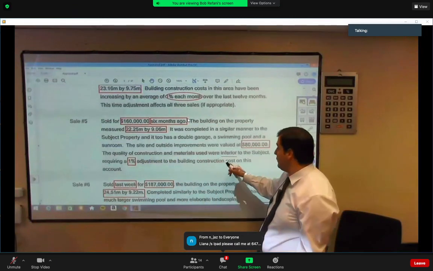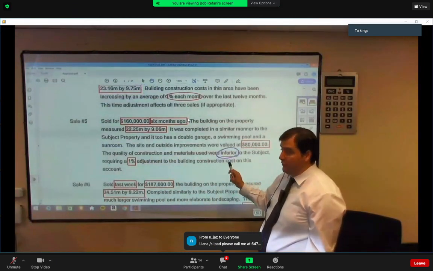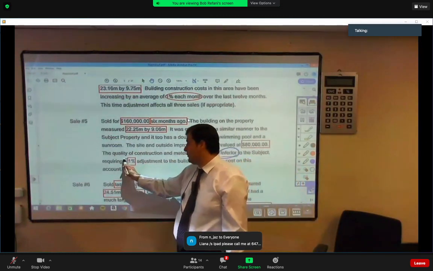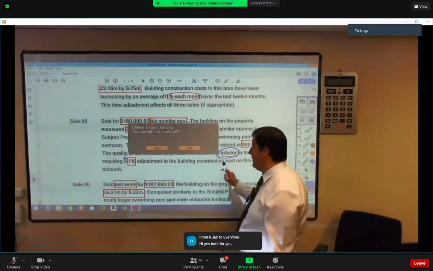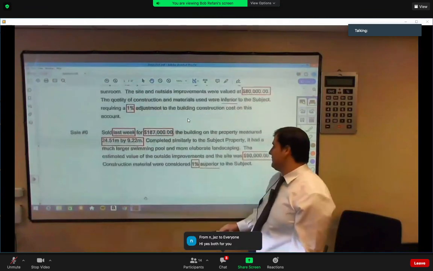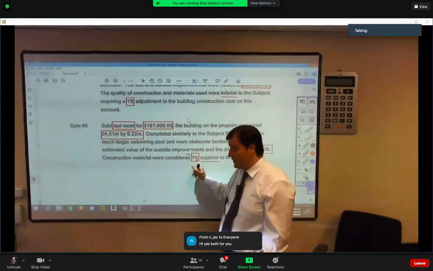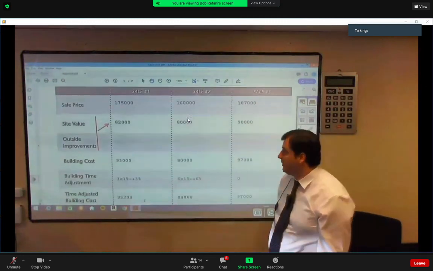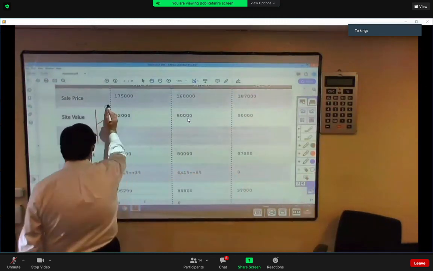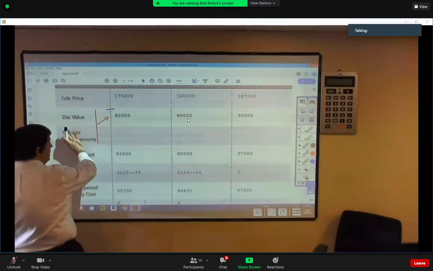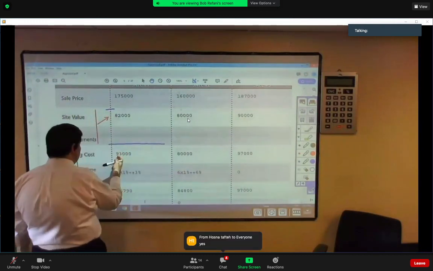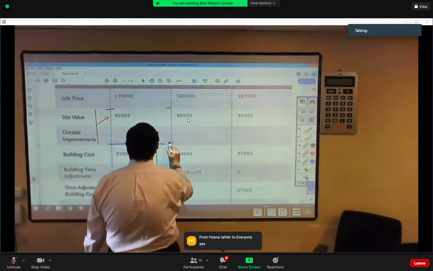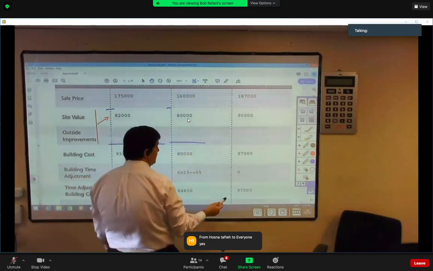Now, other than for a second one, they say there's something that's inferior. So minus here, this is inferior. Less is more. So you have to add 1% about the quality of the work. And this one had something that's superior. More is less. So you have to minus 1%. Again, they're not going to give you the chart. So you have to know what to do. So here is what we do. Whatever sold price minus the land value minus the other improvement is going to give you the building cost.